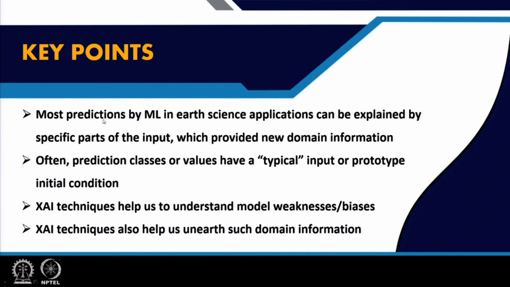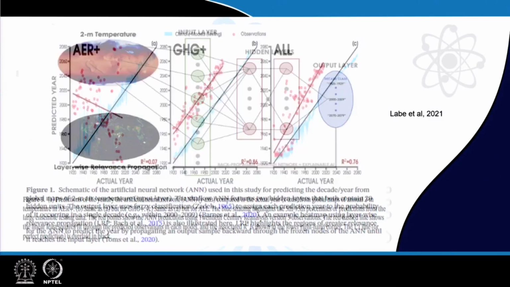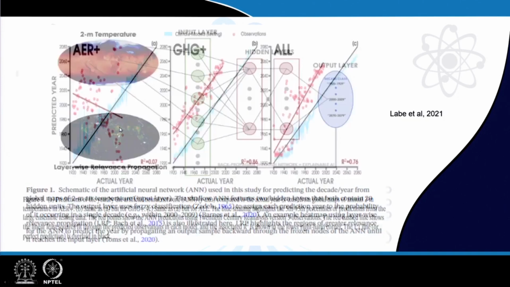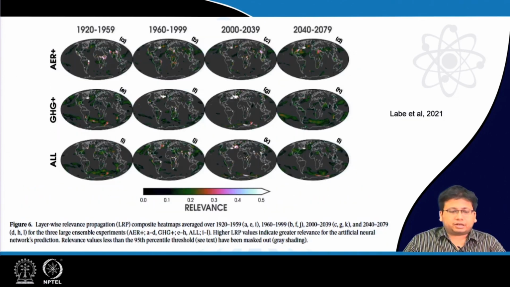So these are the different papers that we discussed in today's lecture. The key points to be taken from this lecture are, first of all, most predictions by machine learning in earth science applications can be explained by only specific parts of the input, which provides new domain information, like in this case, only certain locations which carry most of the information behind the prediction.